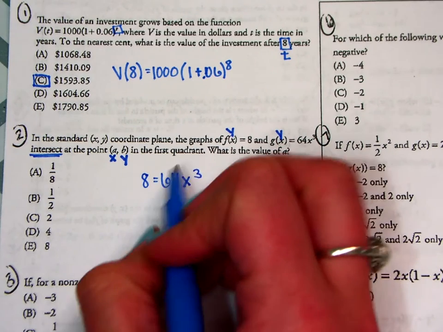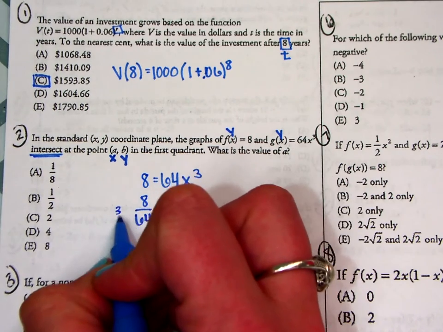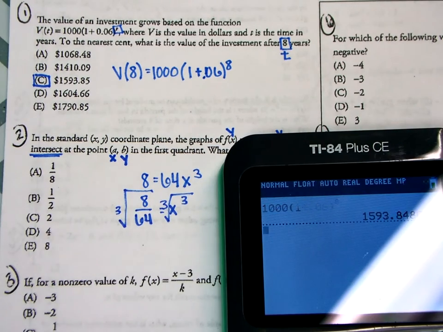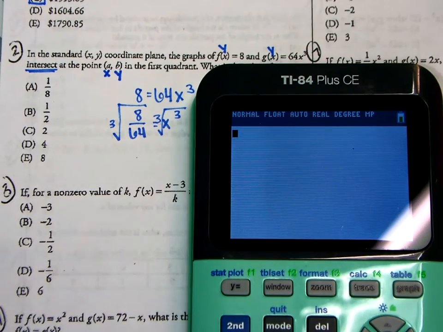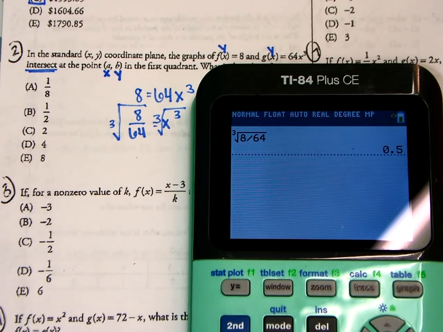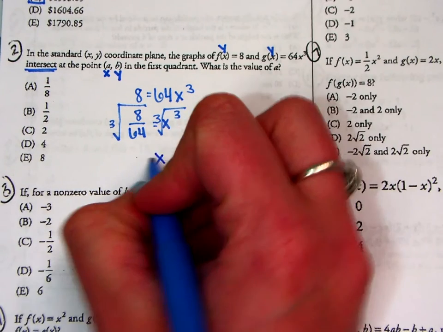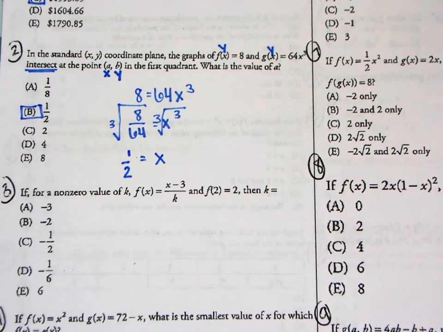So I'm going to divide by 64, so I get 8 over 64 equals x cubed, and then you cube root. So whenever you are working with functions, the f of x part or the g of x part, that represents the y value. So you want to be very careful when you're working with these. So if it's intersecting, that means they're crossing at the same location. So those functions actually have to equal each other. So that equals 1/2.